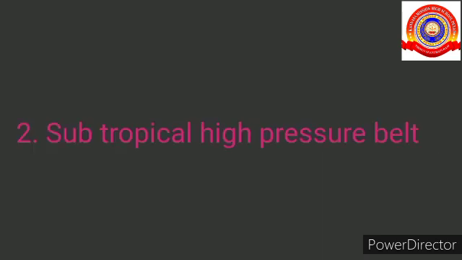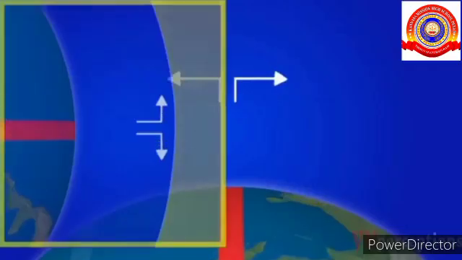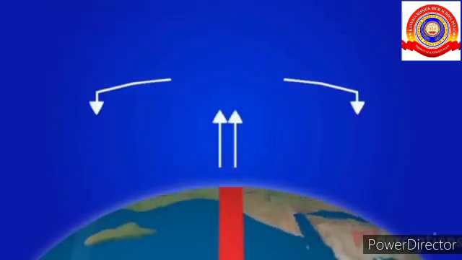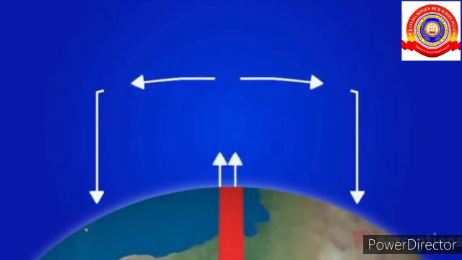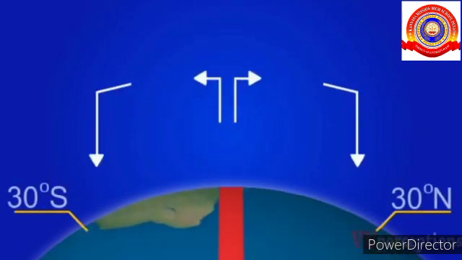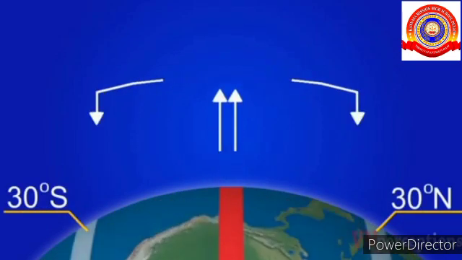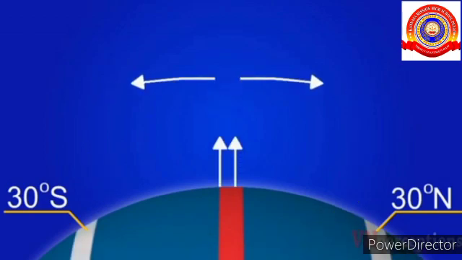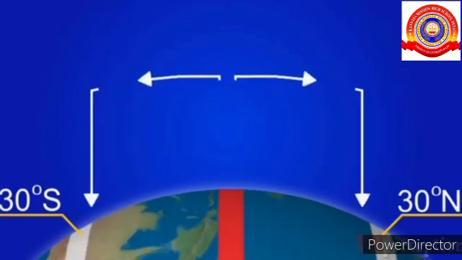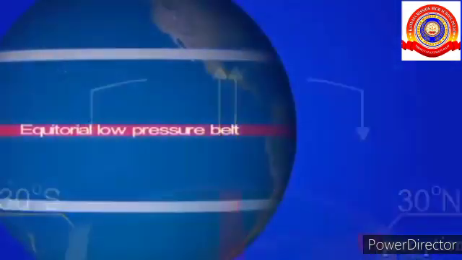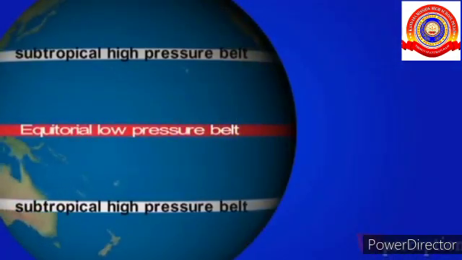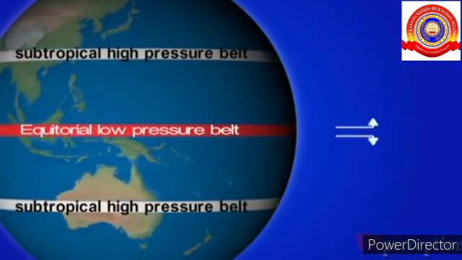Next one is the subtropical high pressure belt. The hot air ascending from the equatorial low pressure belt cools gradually and subsides at the subtropical zone due to the rotation of the earth. As a result of that, high pressure is experienced here.